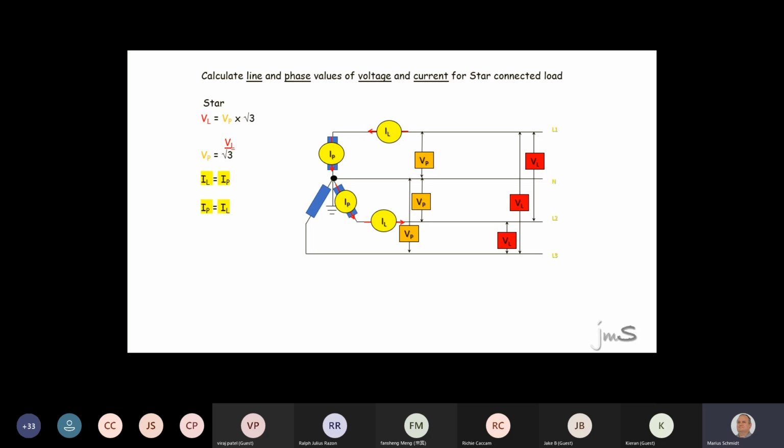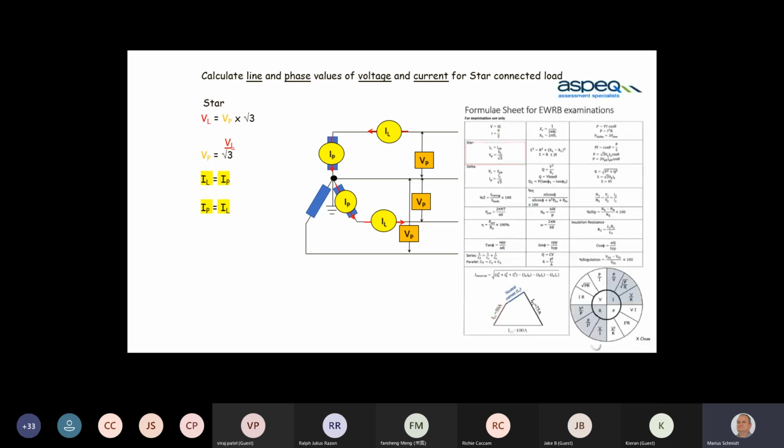Do I need to remember this? No, because you look at your formula sheet, there are the formulas there for you. It says there that I line equals I phase, and it also says that your V line is V phase times root 3, so your V phase is V line divided by root 3.